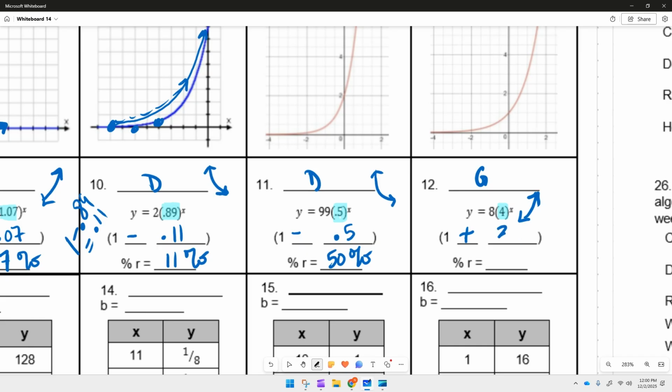Now, this is 3, not 0.3, 3. Because this is tricky. Because what's 3 times 100? This actually has a 300% rate.